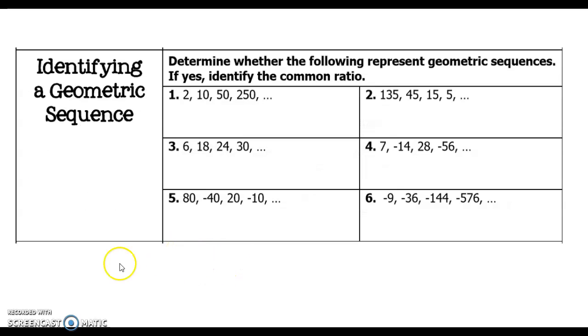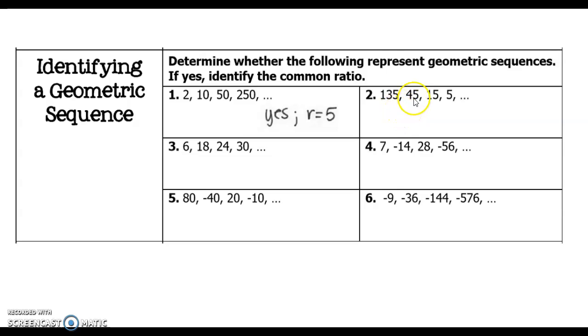So let's take a look at how you identify a geometric sequence. Determine whether the following represent geometric sequences. If yes, identify the common ratio. So in the first one, if we take 10 divided by 2, we get 5. And if we check that on each subsequent term, 10 times 5 is 50, 50 times 5 is 250, then we could say yes, and the common ratio is 5.